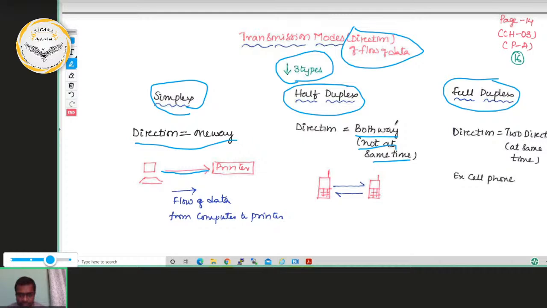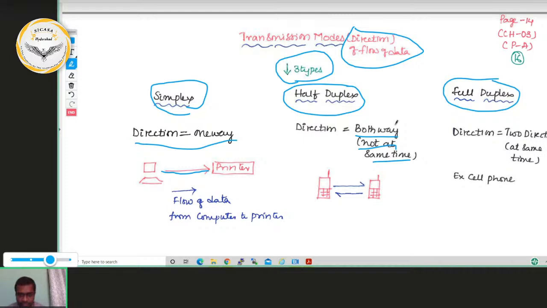Now which is costly? Parallel is costly because you need more infrastructure, whereas serial is less costly. However, which is used in longer distances? Whichever is cheaper is used in longer distances. So which is cheaper? Serial is cheaper. That is the reason it is used in longer distances. Whereas where do we use parallel transmission? Parallel transmission is used in shorter distances.